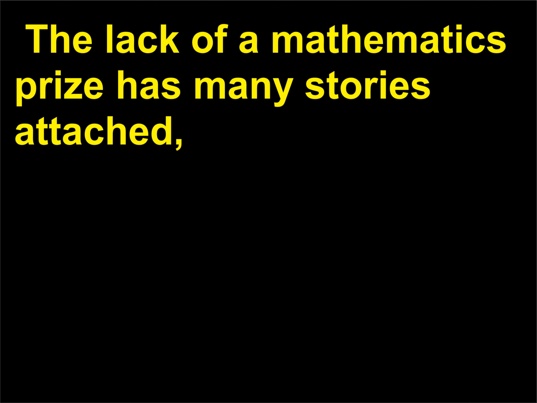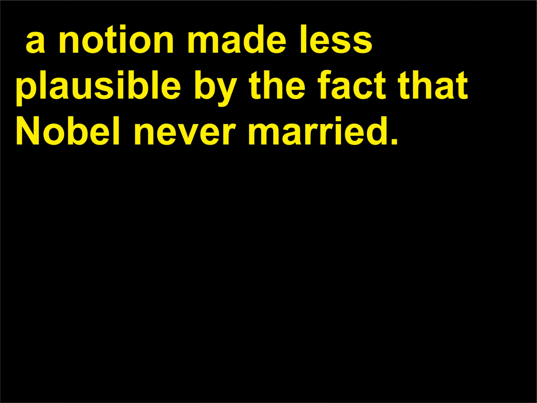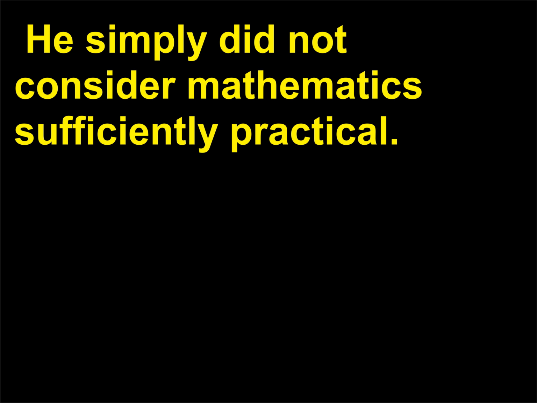The lack of a mathematics prize has many stories attached, including one that states that Nobel's wife jilted him for Norwegian mathematician Magnus Gösta Mittag-Leffler. A notion made less plausible by the fact that Nobel never married. Most historians agree, however, that the reason has to do with Nobel's attitude toward mathematics. He simply did not consider mathematics sufficiently practical.